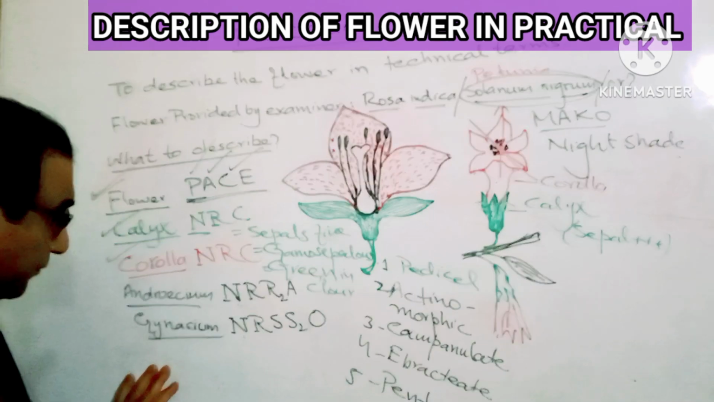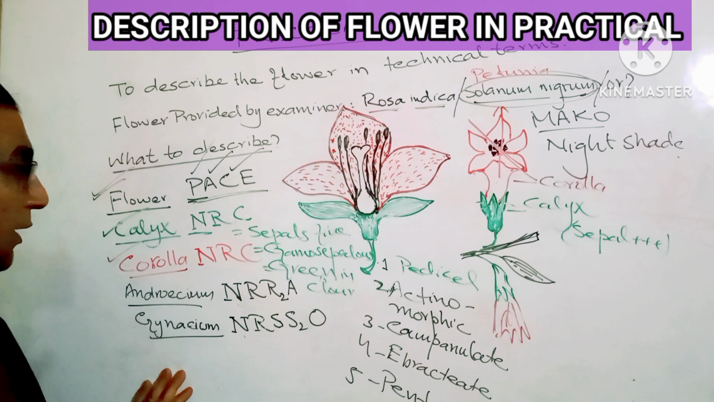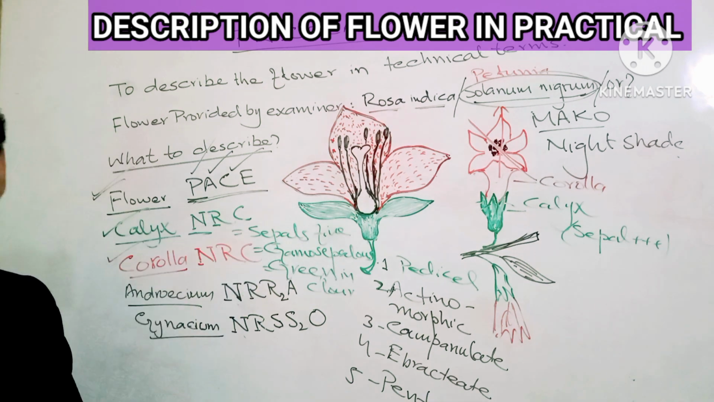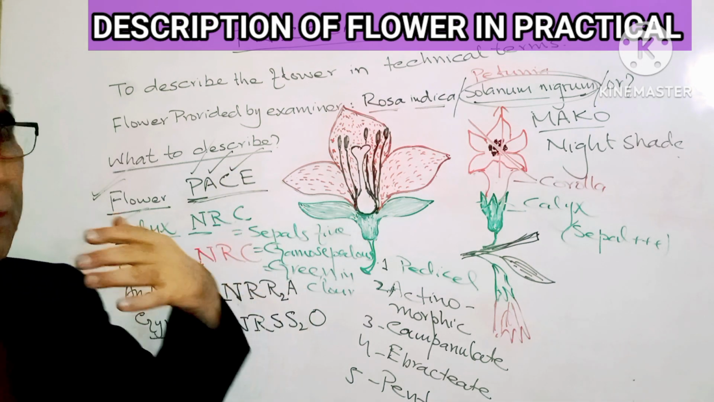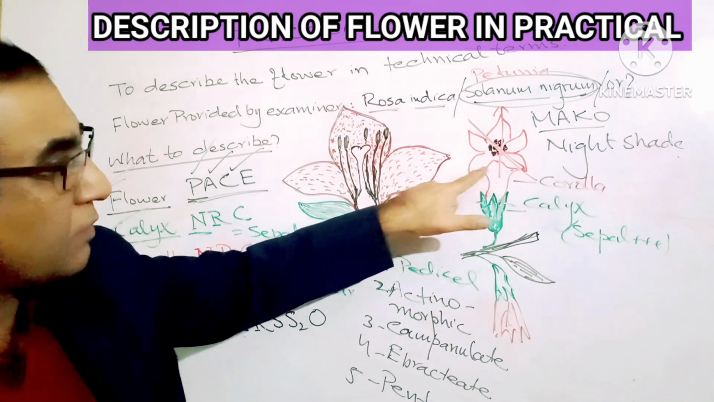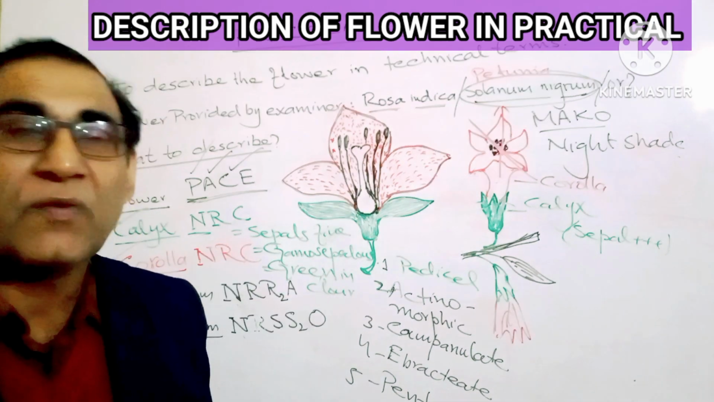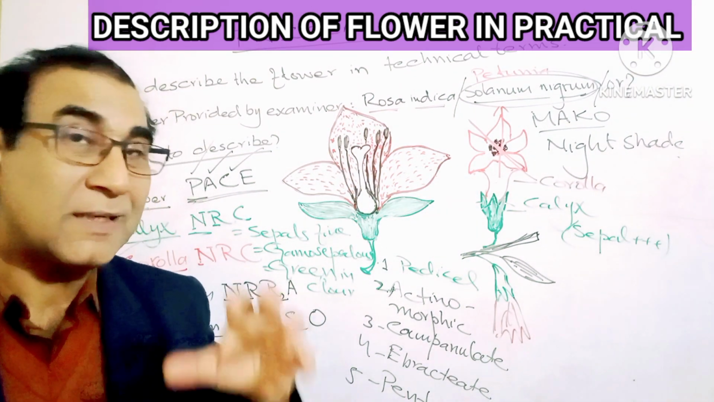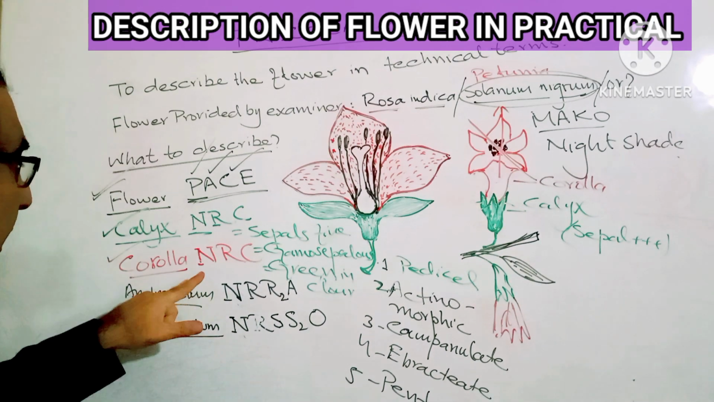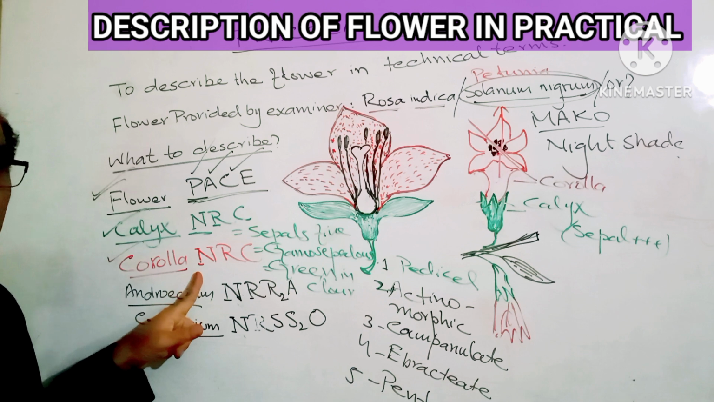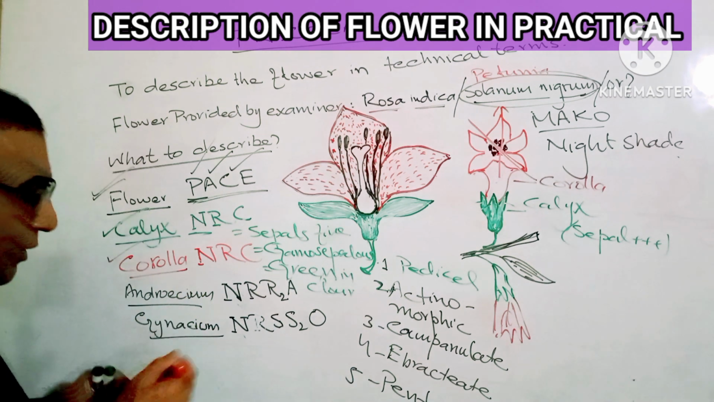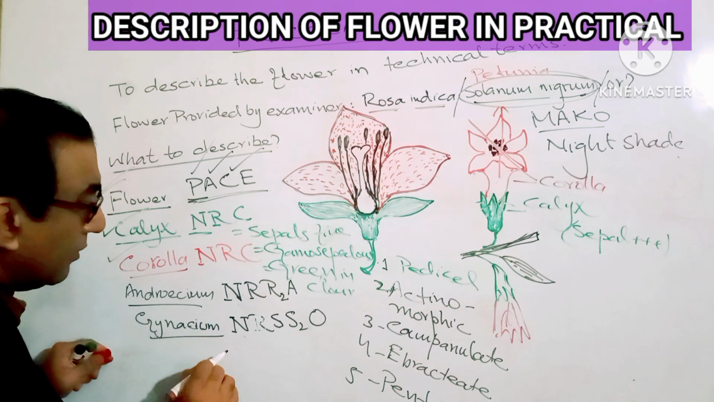Next, you have to describe again the NRC of the corolla. I told you in the beginning of this lecture that its corolla consists of 1, 2, 3, 4, 5 petals. Corolla consists of petals. How many petals are there? You have to tell N. There are 5. So you will say these are 5 in number.